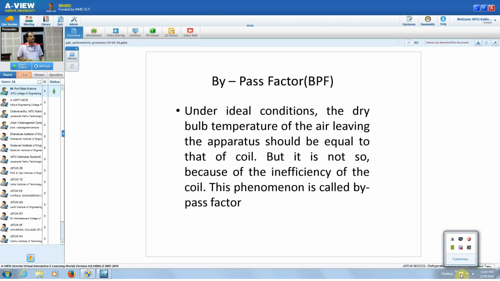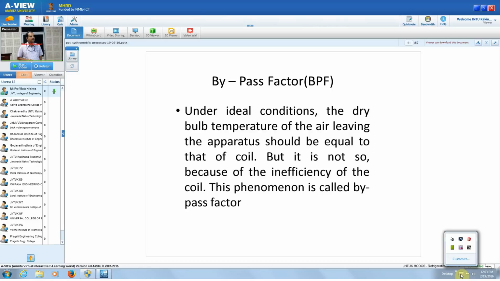Under ideal conditions, the dry bulb temperature of the air leaving the apparatus should be equal to the ADP. It is not so because of the inefficiency of the coil. This phenomenon is called the bypass factor. We can calculate the bypass factor also when the mixed air flows. Maybe in further classes we can discuss.